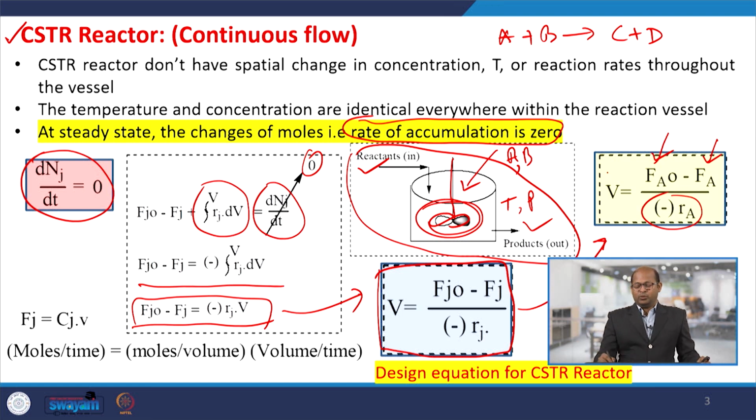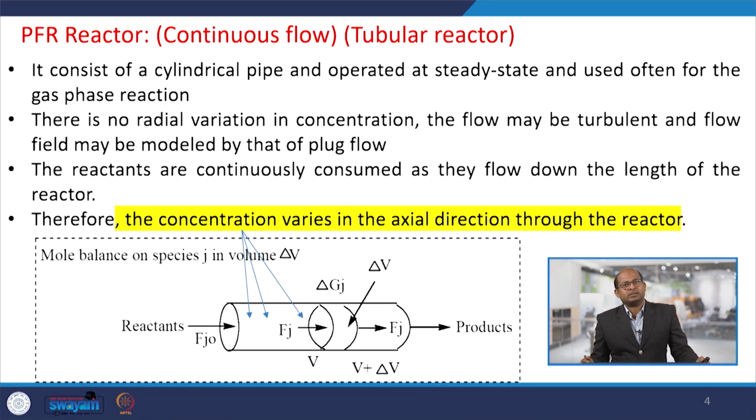So, then we can find out the volume required for that particular reaction at that rate, for the specified conversion if you want to get. So, then what volumes of the reactors we have to use, that we will find out using this particular design equation if we want to conduct that particular reaction using that reactor. Okay. Now, we will discuss plug flow reactors.